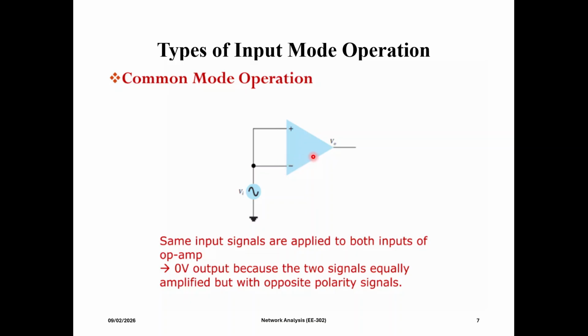Okay, so to summarize, single-ended uses one input, double-ended uses both inputs with different signals, and common mode uses both inputs with the same signal. Okay, so understanding these mode operations is essential before we move into the basic operational amplifier working principle and circuit analysis.